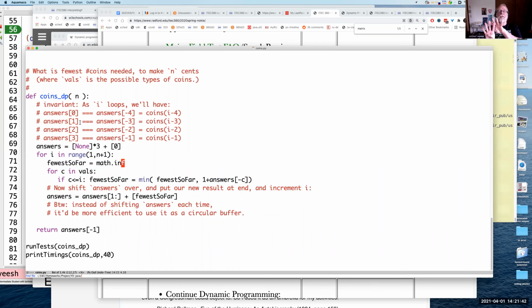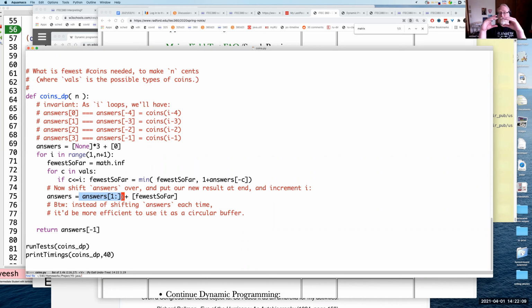I think what my code does is I say, hey, take these 3 values, make a new array that has those 3 at the beginning, and then the top value, replace that top value. So basically shift them over and put my new result in here, which is what this is Python for. Answers of 1 colon, that's an array slice that says, hey, take the whole array starting from index 1 onward.